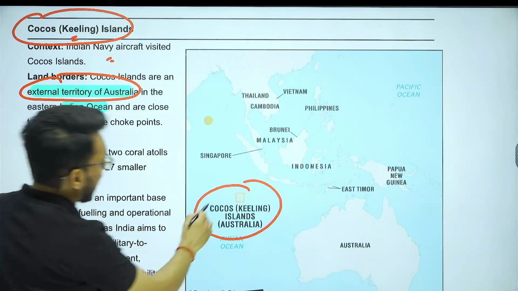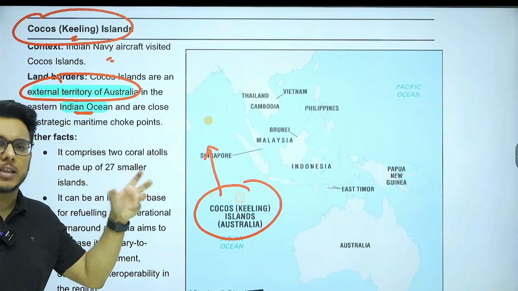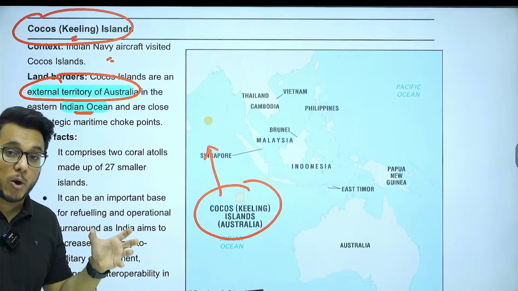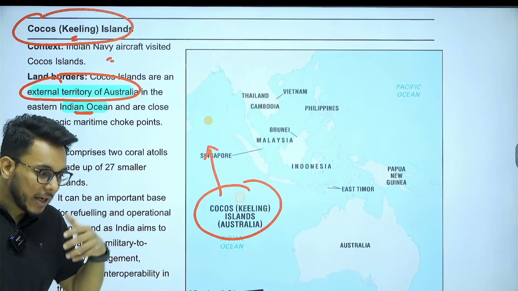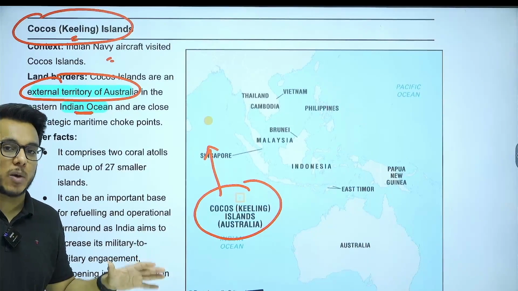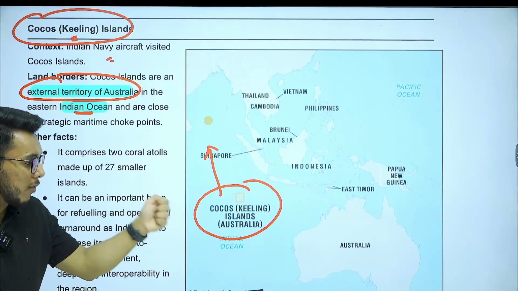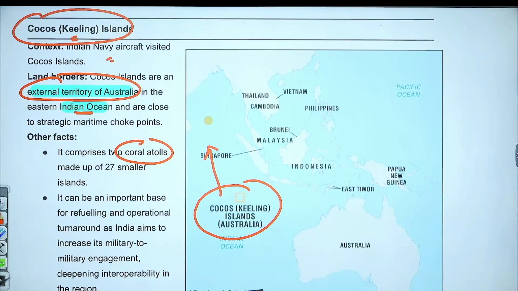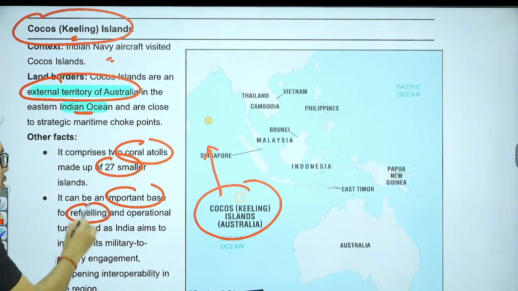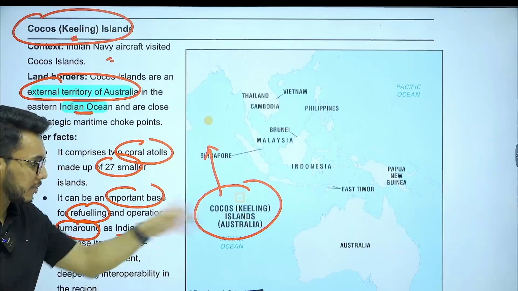And you see that they are located in the vicinity of the Malacca Strait. Because of that, they have strategic importance also. Now, as India is trying to extend its footprint in the Indian Ocean, India wants a base, and therefore for logistical purposes, India will use the Cocos Islands. This Cocos Islands group comprises two coral atolls which have 27 smaller islands, and it can be used as an important base for refueling and operational turnaround of the Indian Navy's ships. Okay, Cocos Islands.